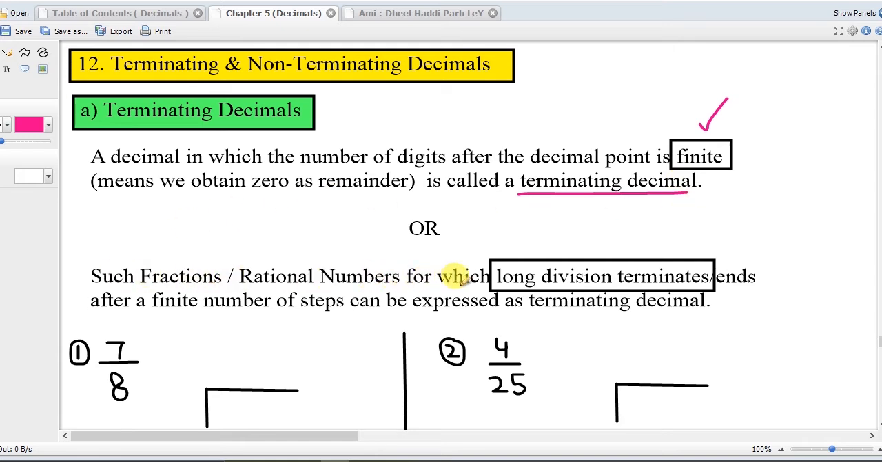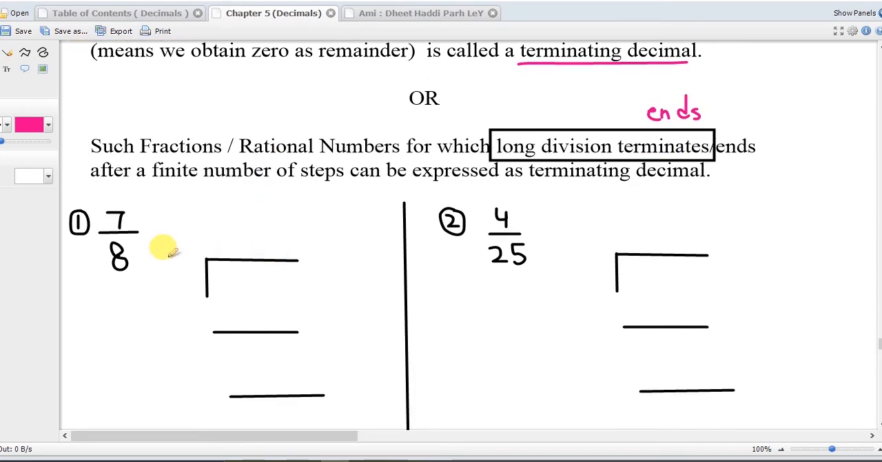Or such fractions or rational numbers for which long division terminates or ends, right? It's been written already here: ends after a finite number of steps, can be expressed as a terminating decimal. Anything that ends, that terminates, that has an end, is your terminating decimal. So here is an example.